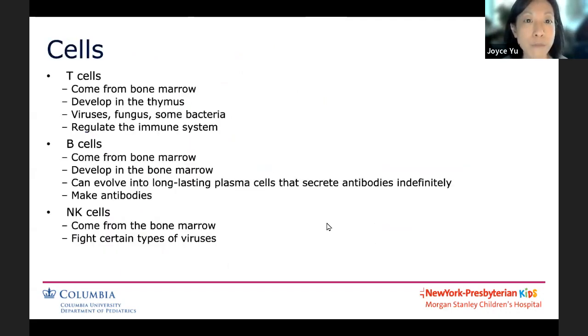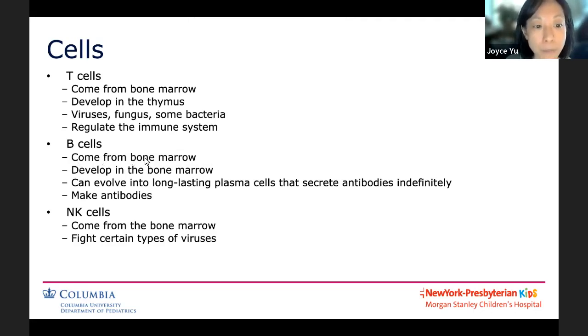I just want to focus briefly on a couple of the cells within our immune system. Here I want to focus on the T cells, the B cells, and the NK cells. These cells are part of what we call the lymphocytes, which are a subset of our immune cells. These have gotten a lot of press recently, especially in the past few years with the pandemic. Our T cells develop in the thymus, and they're major players in fighting viral and fungal infection, as well as some bacterial infections. They are also big players in helping to regulate our immune system so we don't have an overactive or underactive immune system. The B cells develop in the bone marrow.